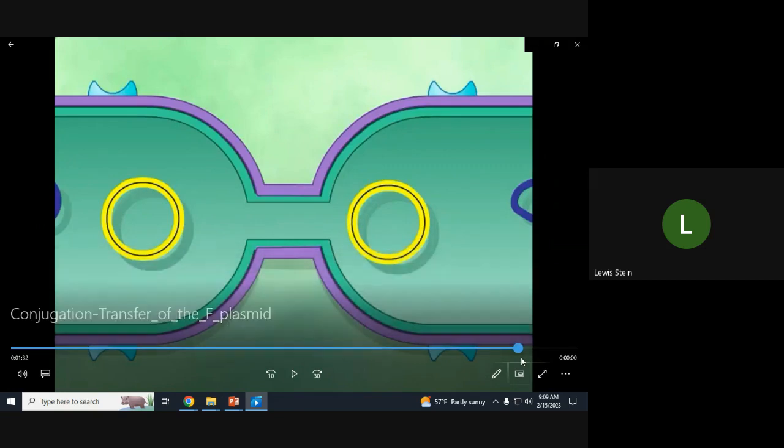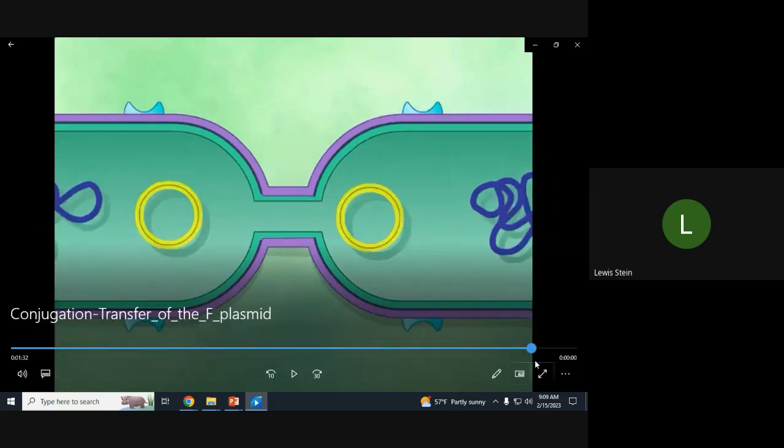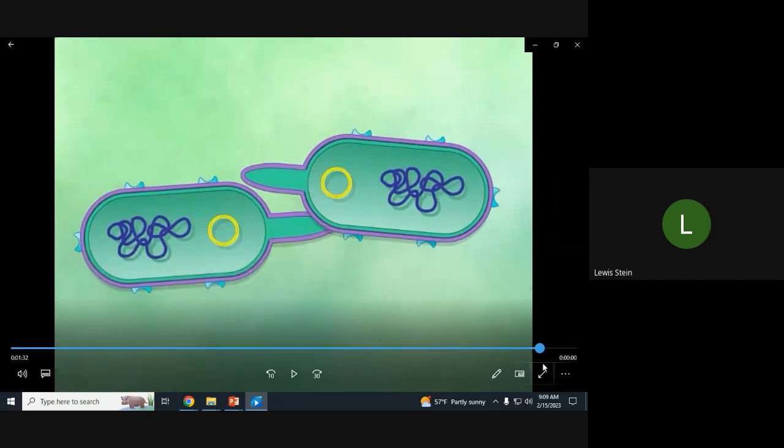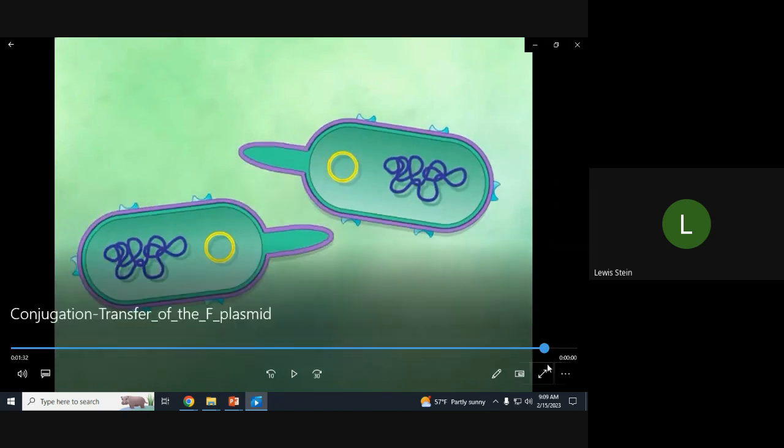Now this cell that was the recipient cell is F positive. So whatever has gone in there has gone in there. And it stops, they separate. Now you have two F positives. And so the transfer ends. But again, these cells will replicate in that fashion.